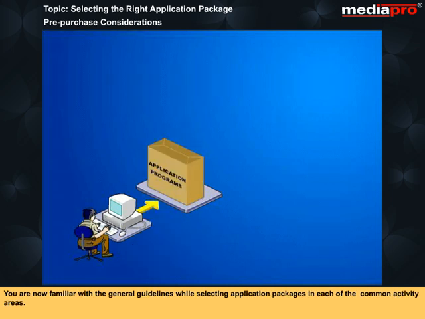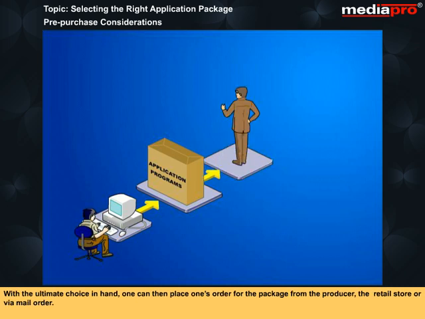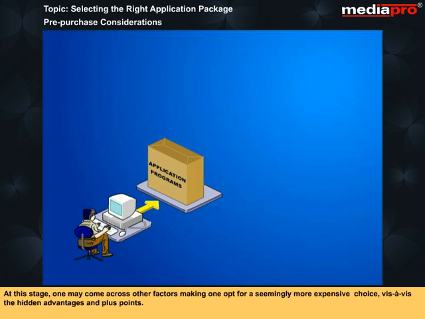You are now familiar with the general guidelines while selecting application packages in each of the common activity areas. With the ultimate choice in hand, one can then place one's order for the package from the producer, the retail store, or via mail order. At this stage, one may come across other factors making one opt for a seemingly more expensive choice vis-a-vis the hidden advantages and plus points.